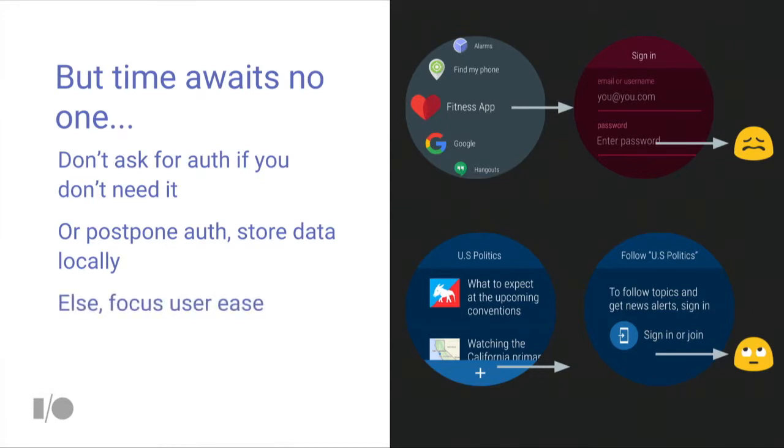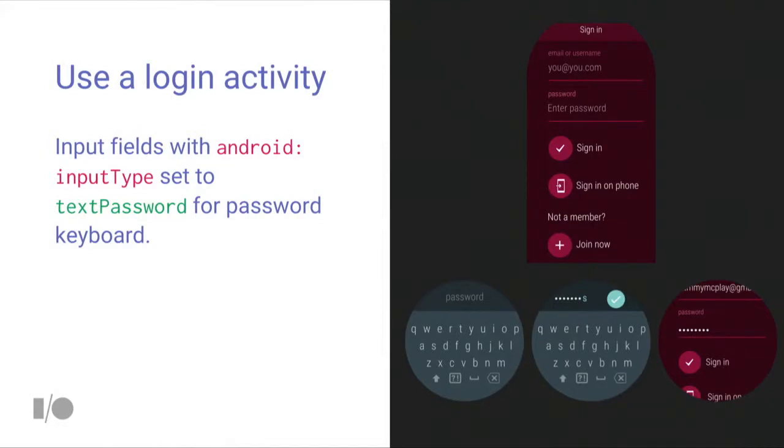Finally, when you do need to authenticate the user, you want to focus on the fastest and easiest methods from the user's perspective. So the simplest way from a developer perspective is the same as on the phone. You can create a login activity, and you can ask the user to type in their username and password.